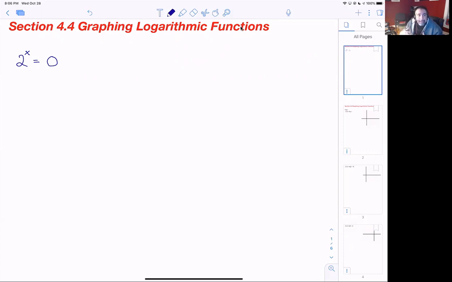By now, with the number of times you've seen this pop up, you should know that there's no way you can take 2, raise it to a power, and get 0. But the idea is, how close can we get to 0? So remember that 2 to the 0 is equal to 1, the way it's defined.